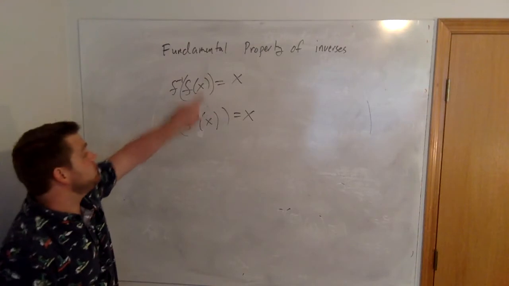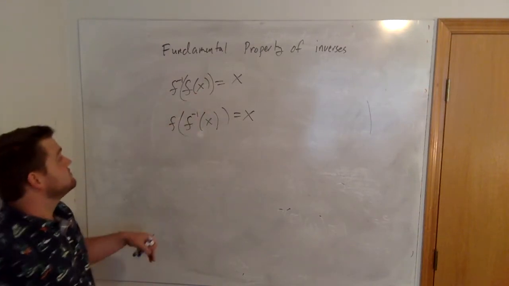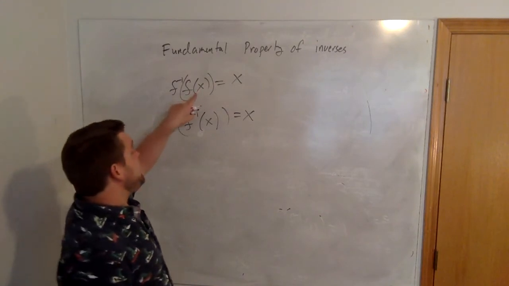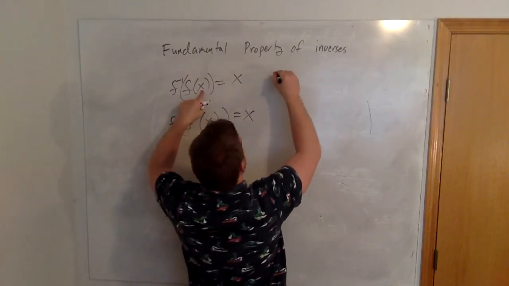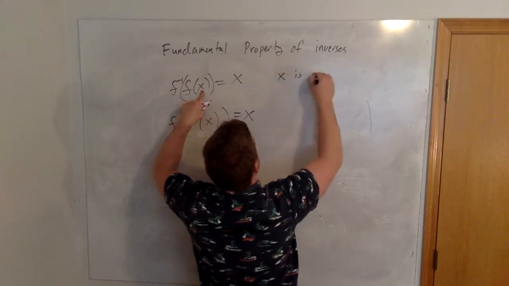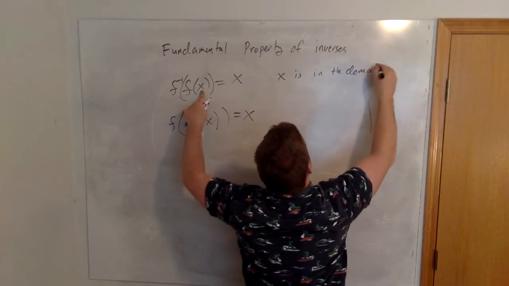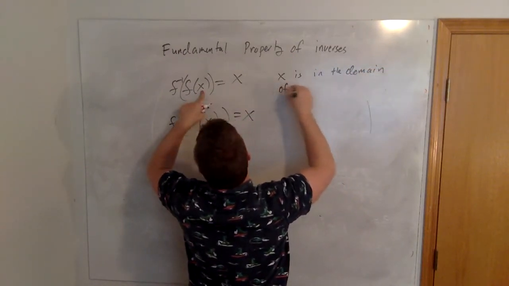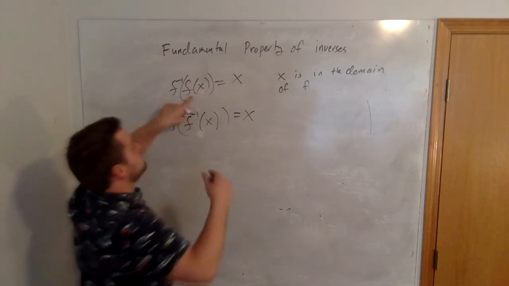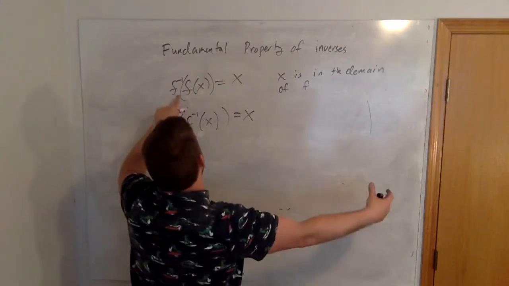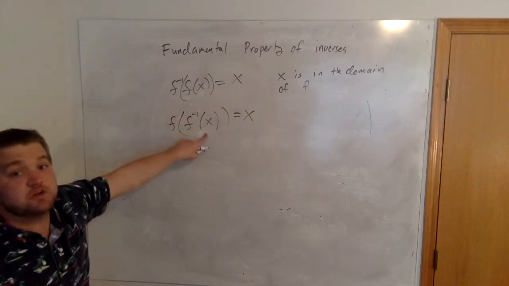Now we have to be a little bit careful, because these x's are different. These x's live in different spaces. Notice here, I'm evaluating f at x. So this x is in the domain of f, because I'm plugging x into f. That's taking something from the domain of f, bringing me to the range. Now from the range, the inverse brings me back to the domain.